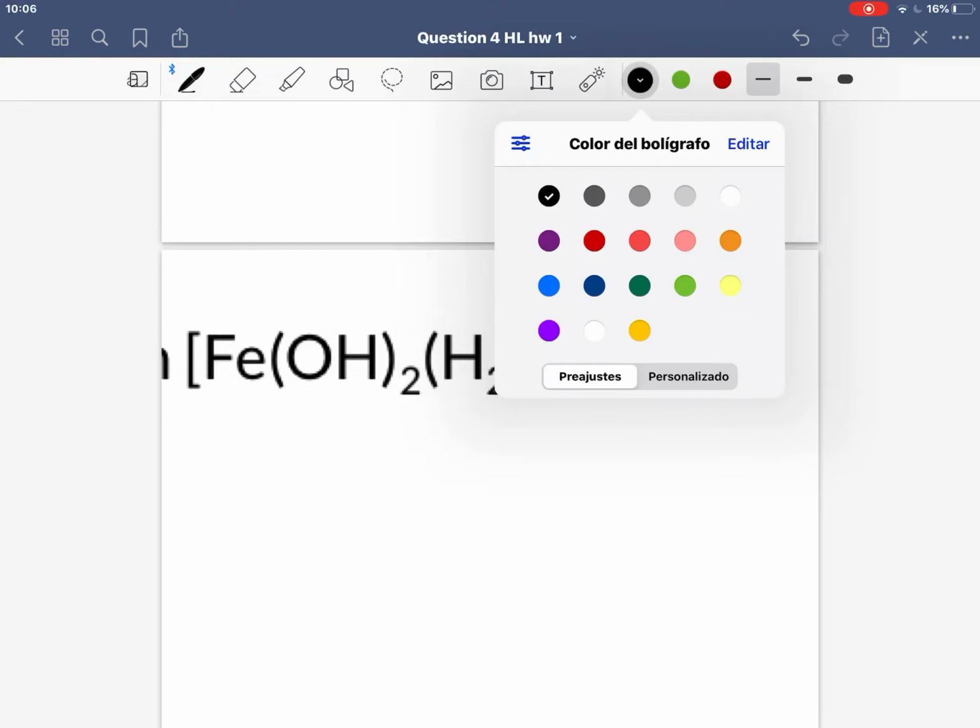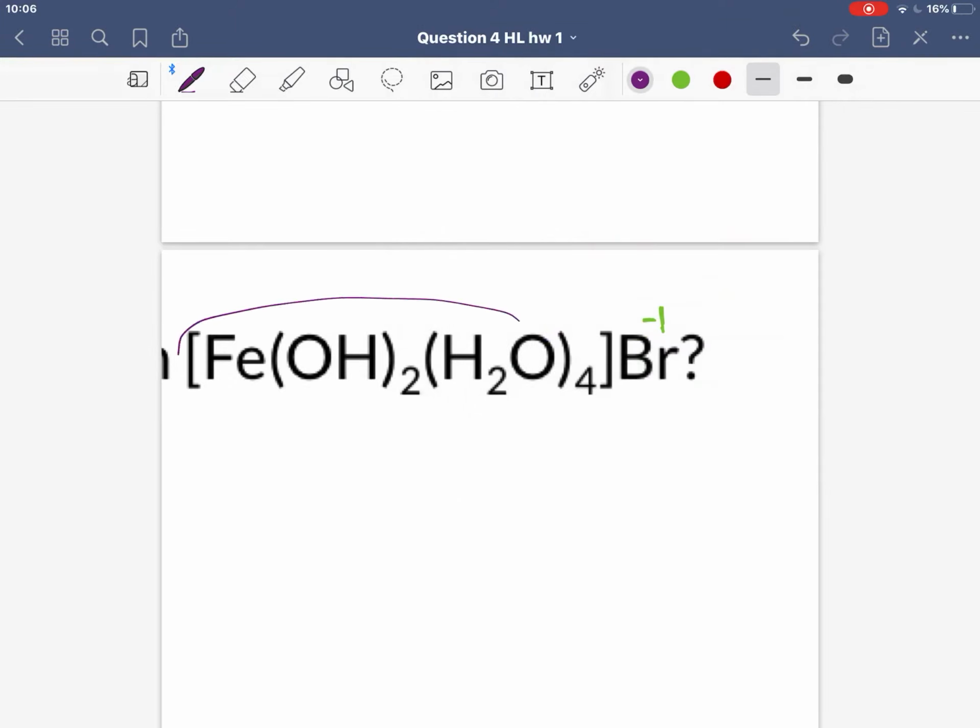So that tells me that in order for this to form a molecule, or in order for this entire thing to not have a charge, and I know that it doesn't because there's no charge listed after the bromine, so in order for the whole thing that they've shown us here to not have a charge, then this entire ion in brackets would actually have to have a +1 charge.